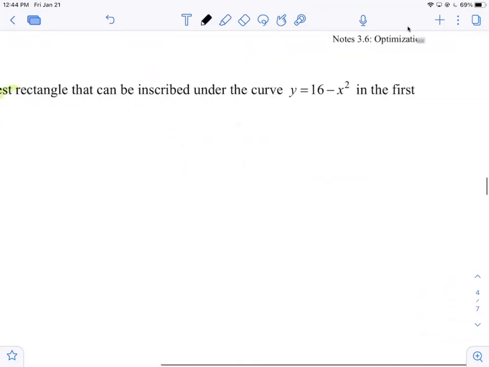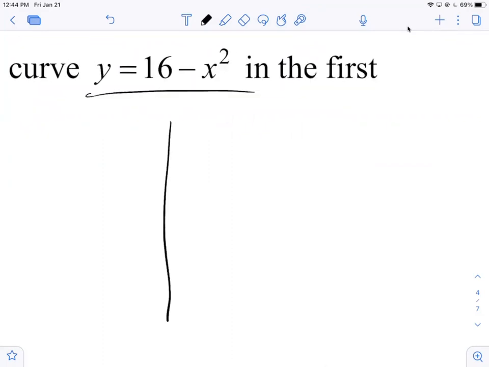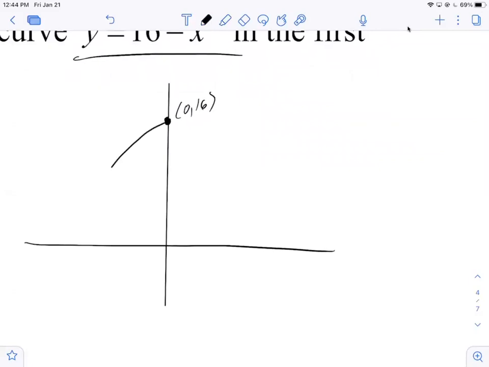So first thing we're going to do is draw the curve y equals 16 minus x squared. I'll do it right here. And again, this could be a no calculator question. So we know that 16 minus x squared is the graph of a what? Parabola opening down with a y-intercept at 16. Good. So there's (0, 16), and then it opens down like a frown.